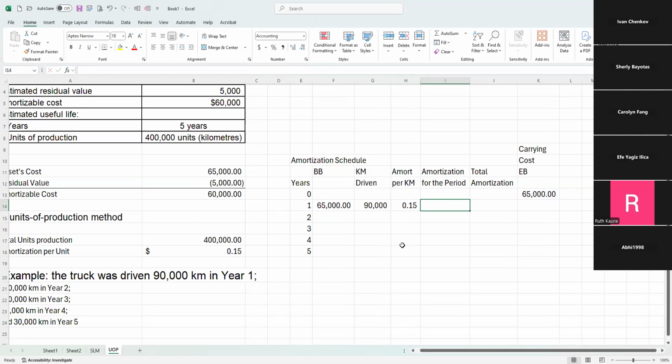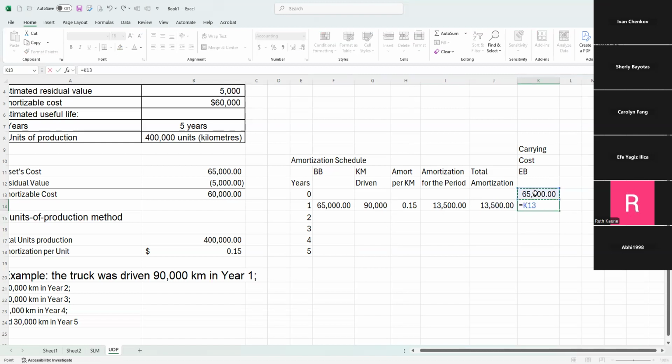0.15. How much is the amortization for the period? 90 times 15, 13,500. How much is my total amortization? Well, same amount. This is the first year. How much is our carrying cost? Well, the starting point minus the first year.